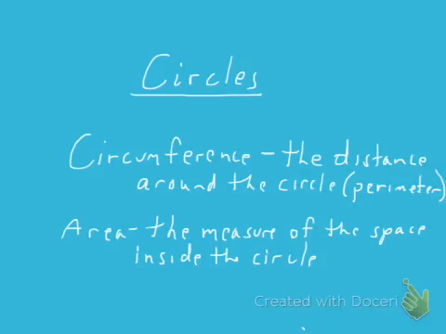Okay, so circumference is like the perimeter. It's when you go around the circle. It's measuring the distance around the circle. And then the area is like measuring the space inside the circle.